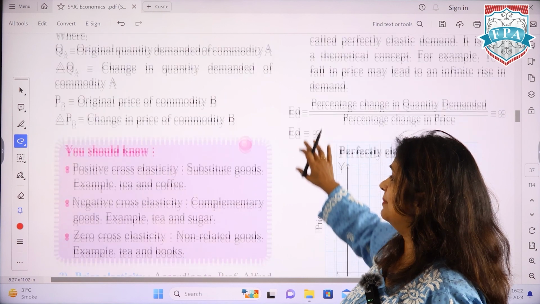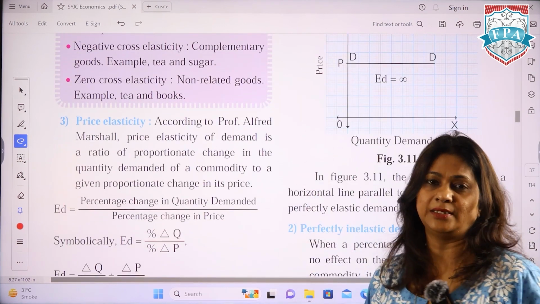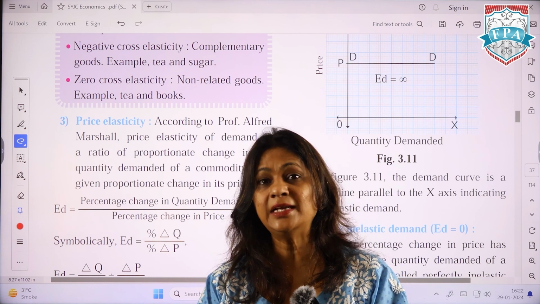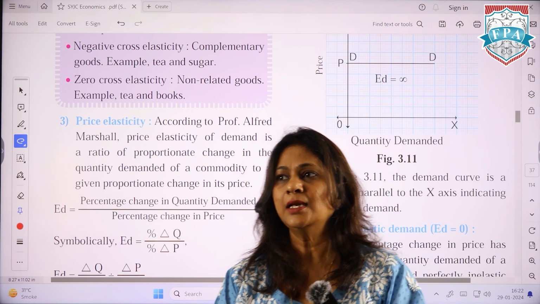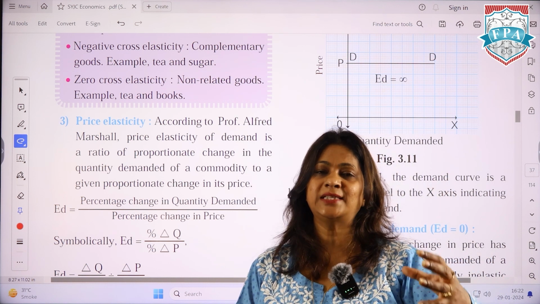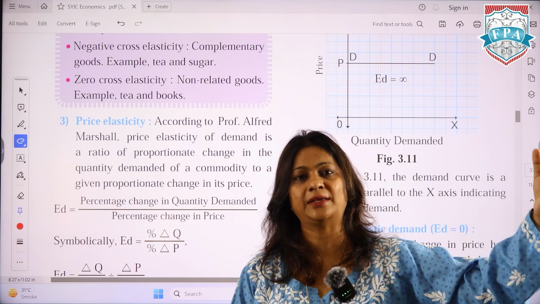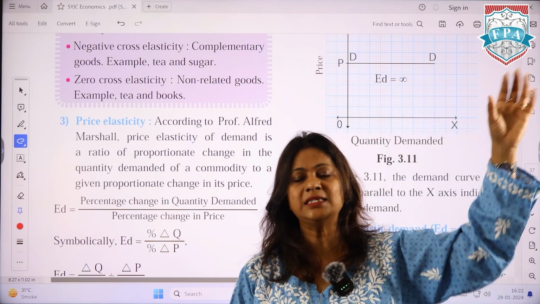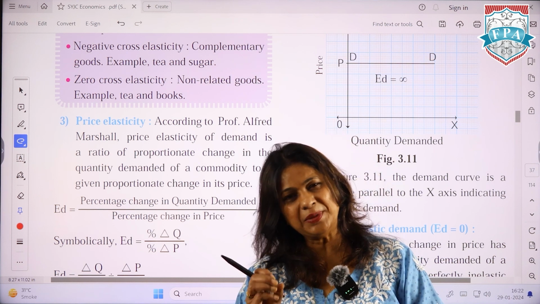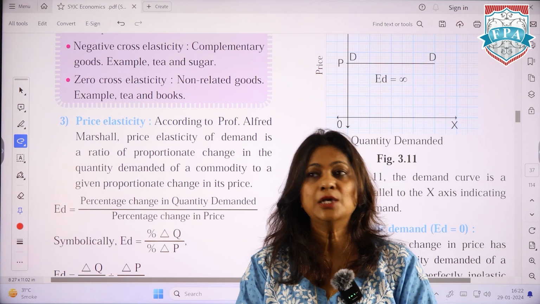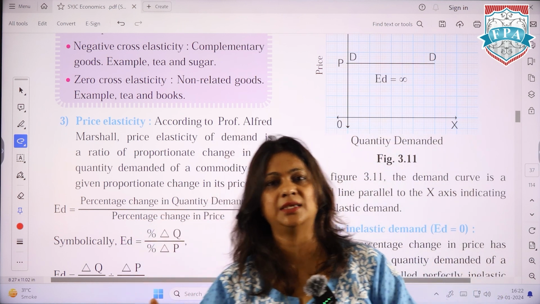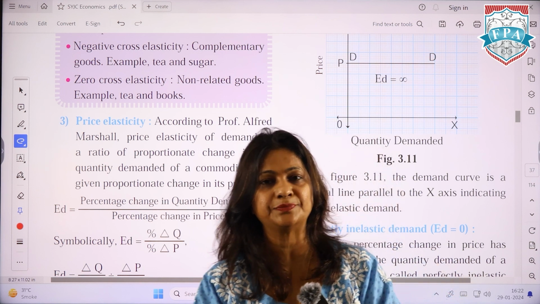Now guys, coming to price elasticity, the third element. Income we have done, cross we have done, and now price elasticity. That is, if the price of a product changes, to what extent will the demand be affected? It could increase crazily, or there could be no change in the quantity demanded, or a slight change. So when we say price elasticity, we should be talking about elastic, inelastic, perfectly inelastic.